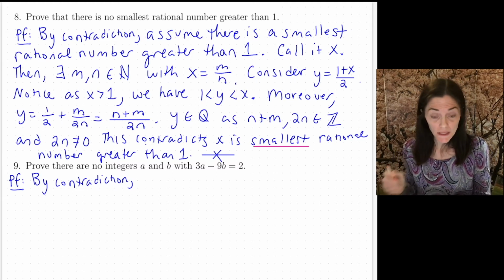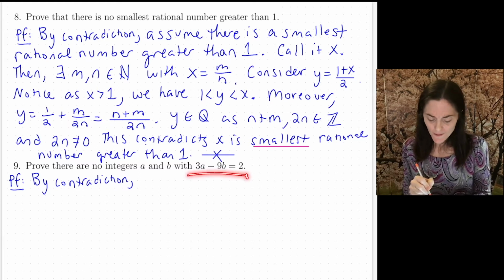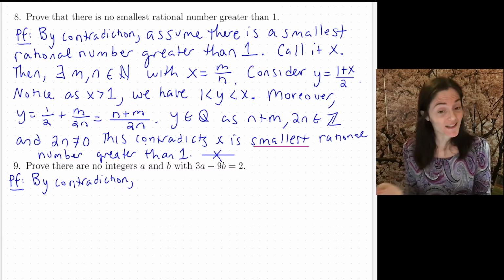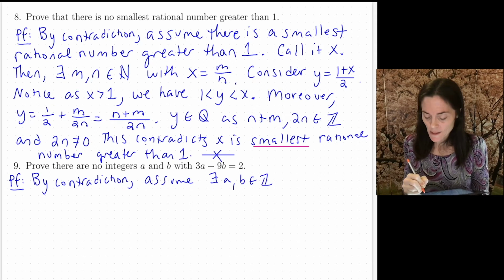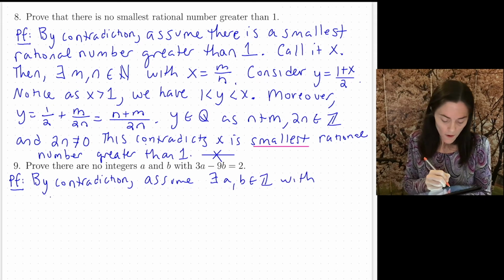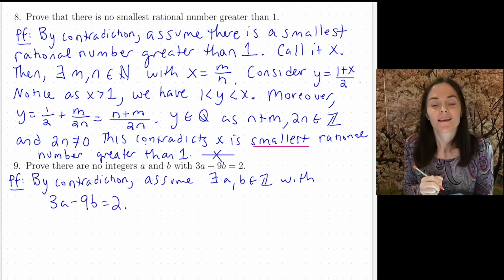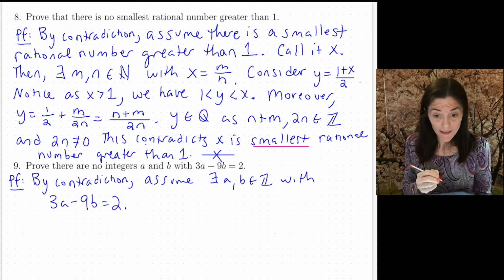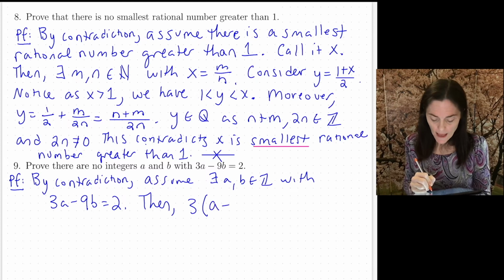Number 9. Again, contradiction. We want to prove there are no integers a and b with 3a minus 9b is 2. So by contradiction, we assume we do have. So we assume there exists a, b integers with 3a minus 9b equals 2. Well, in this case, we may just factor out a 3. So we have 3 times (a minus 3b) is 2.